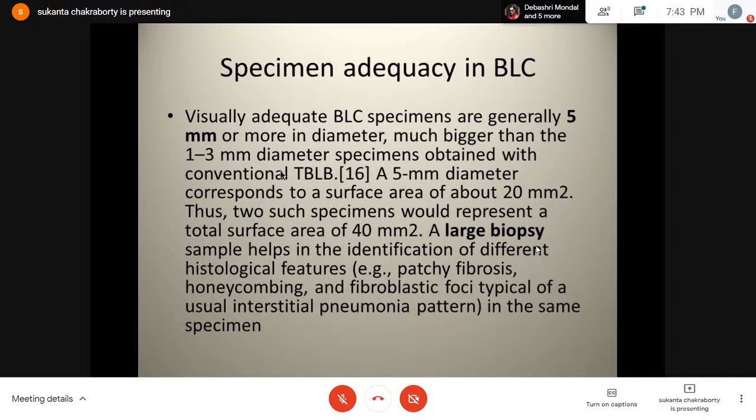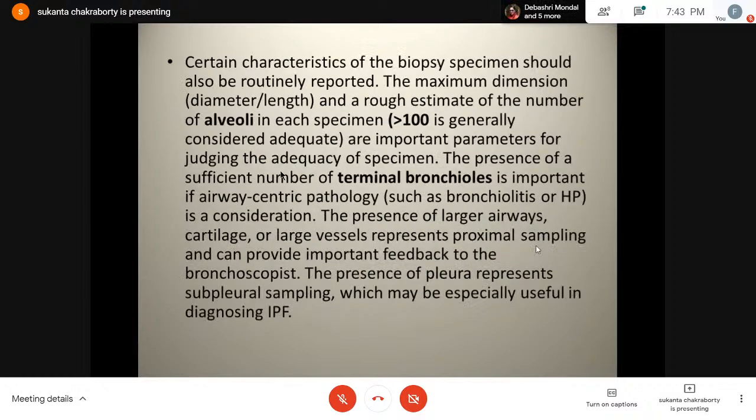And why is UIP pattern recognition most important? Because UIP, or usual interstitial pneumonia, as we will see soon in the next slides, is the histological representation of IPF, or idiopathic pulmonary fibrosis. So the UIP pattern, which is patchy, can be diagnosed only by a larger biopsy.